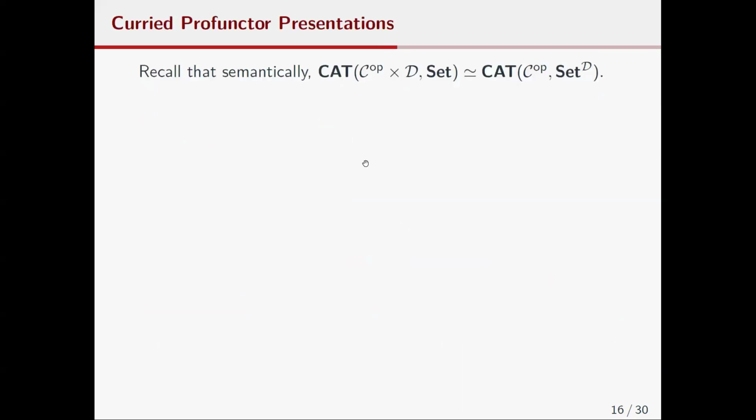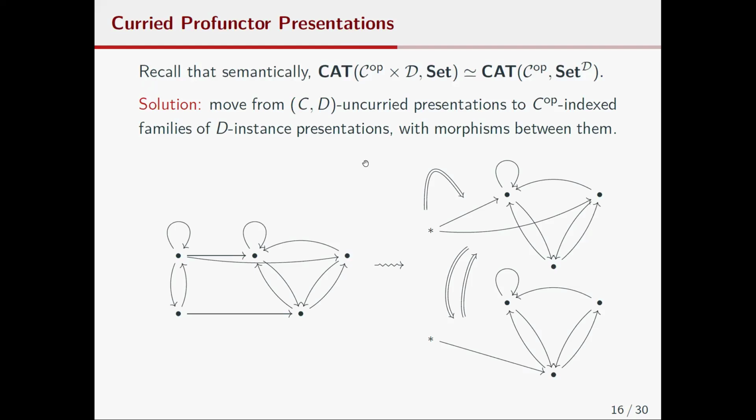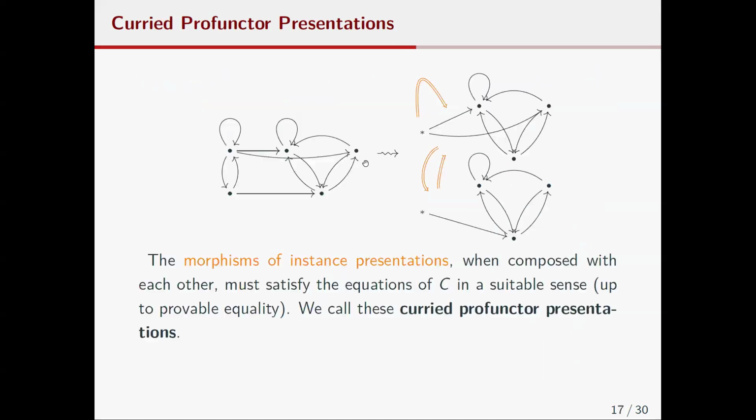Now, the solution in this case will be to remember that we have this equivalence and go to the other way of thinking about this. So we will take this idea and unflatten it into two layers. So now we'll think of one part of this data as being an instance presentation, and this part is another instance presentation, and we will have morphisms of instance presentations between them. These morphisms, of course, will have to satisfy the equations in the domain in a suitable sense, and we call this curried profunctor presentations.